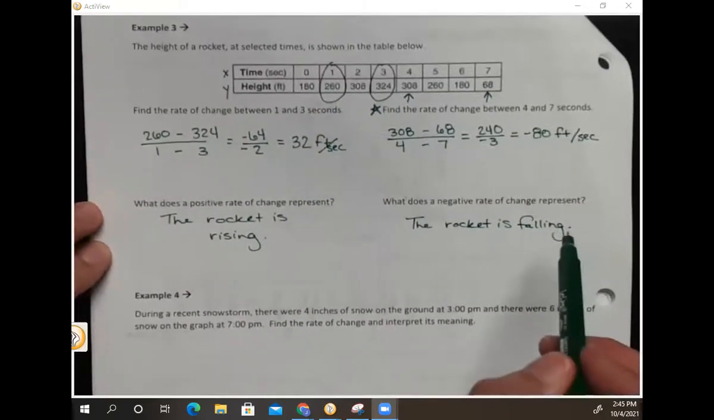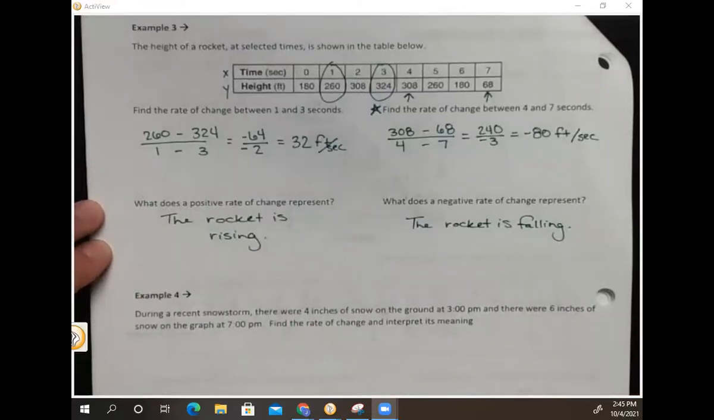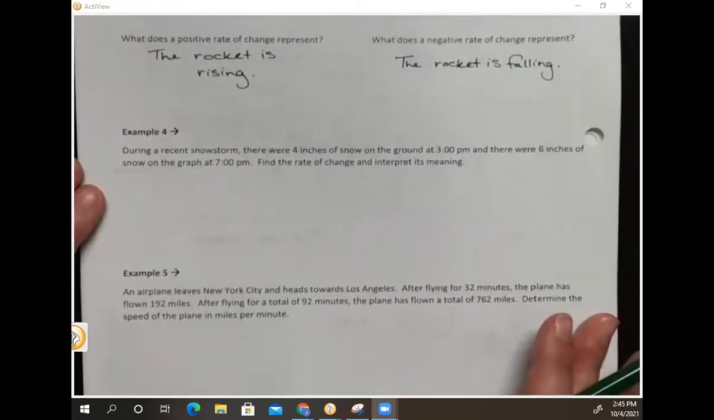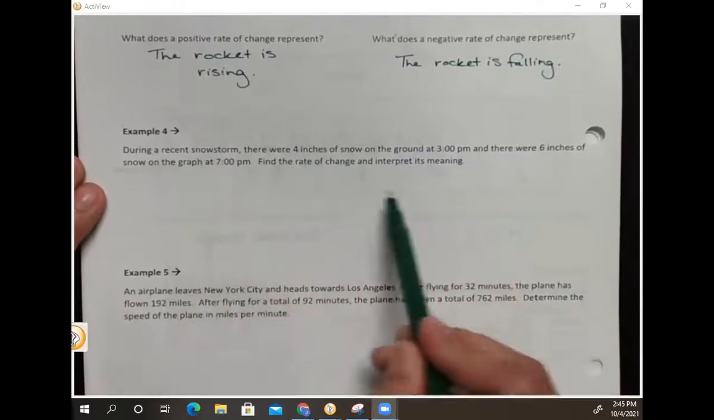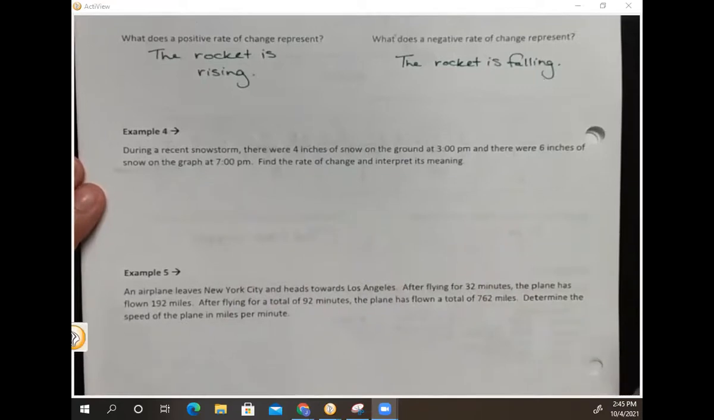Questions for me on example 3? Okay, again, we're just finding slopes here. So let's take a look at example 4. This time we don't have a graph or a table. All the information we need is given to us in the context.